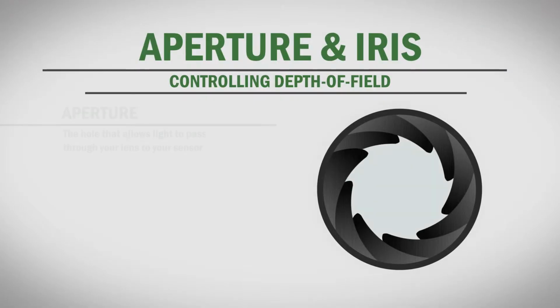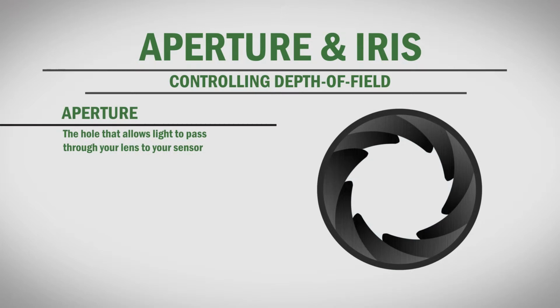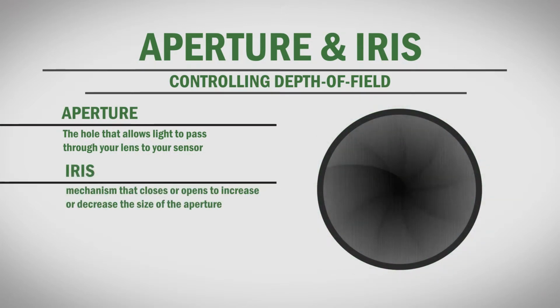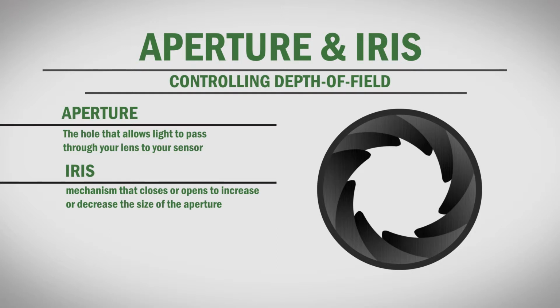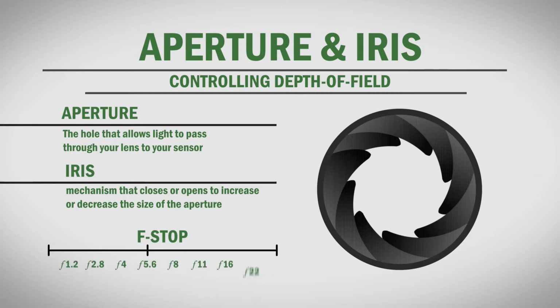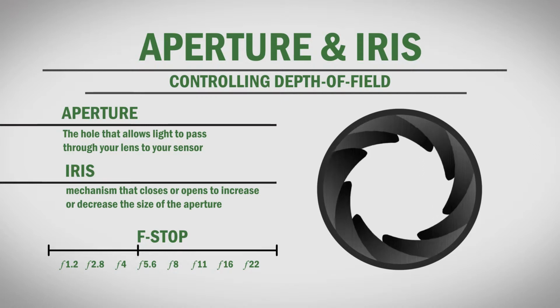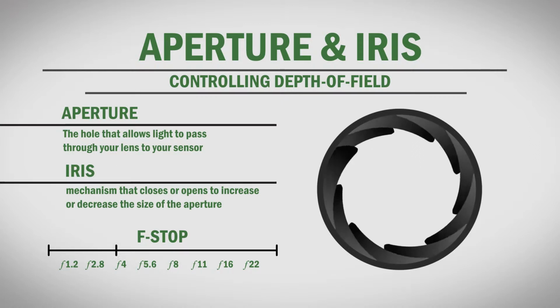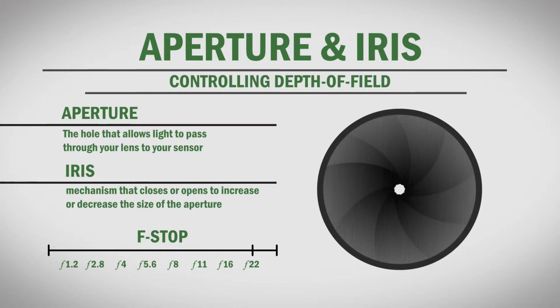Aperture refers to the hole that allows light to pass through your lens to your sensor. The iris is the mechanism that closes or opens to increase or decrease the size of the aperture. The F number, or f-stop, is a numerical representation that tells you relatively how much light is being passed through to your camera's sensor. F numbers typically range from f1.2, which lets in a ton of light, to f22, which lets in a very small amount of light.